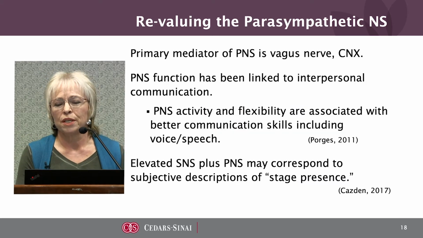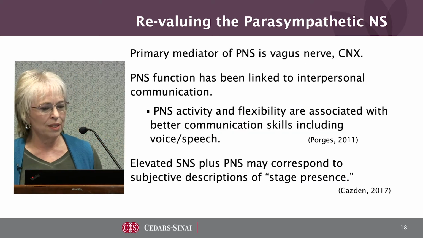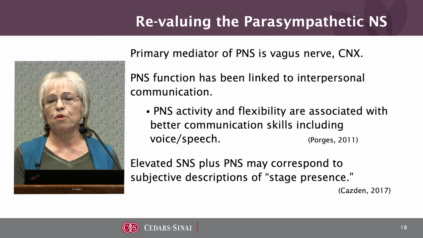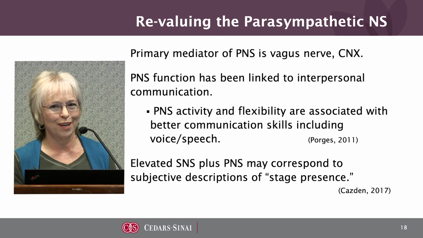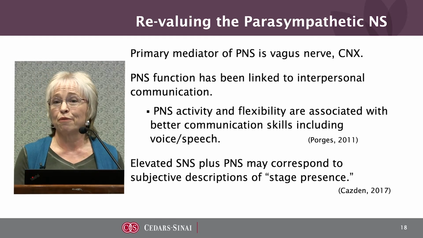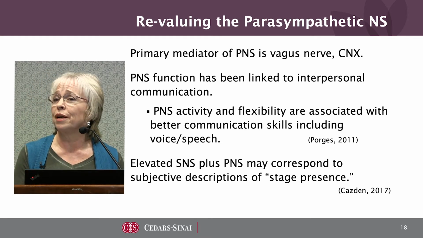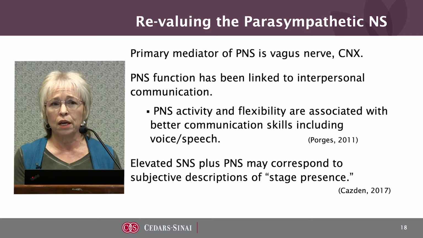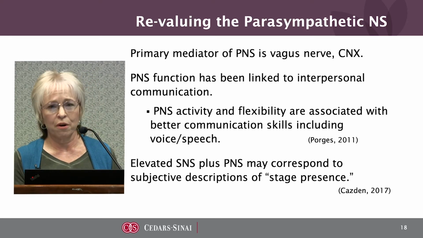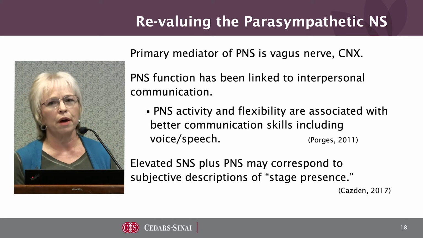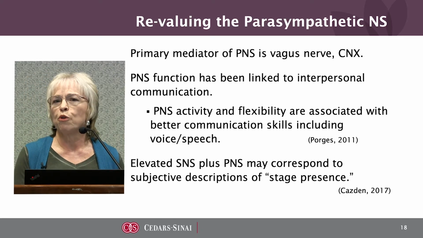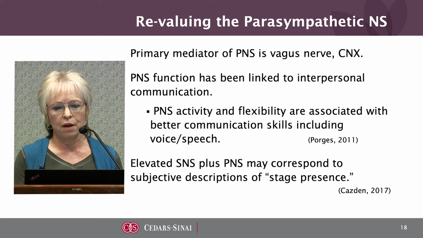A couple more tidbits about the parasympathetic system. Its primary mediator is our friend, the vagus nerve, cranial nerve 10. As a matter of fact, the laryngeal branches of cranial nerve 10 are the only somatic parts of cranial nerve 10. There might be a couple somatic fibers to the diaphragm as well, but all the rest of that nerve bundle is autonomic. Interesting.